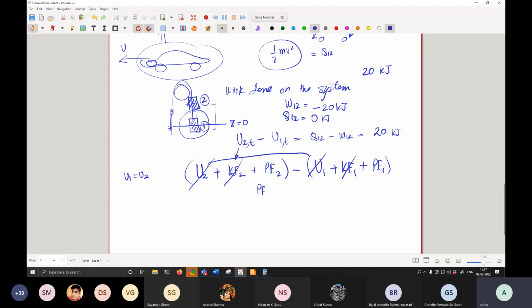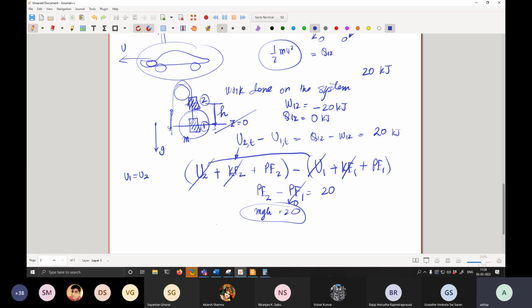Now you simply have potential energy at 2 minus potential energy at 1, which is equal to 20. But I'm saying that potential energy at 1 is at z equal to 0, and therefore this also becomes 0. When the height raised is h, what is the potential energy at point 2? Suppose the mass of the block is m and the acceleration due to gravity is g. It's mgh. So mgh will be equal to 20. This is how you would do the problem.